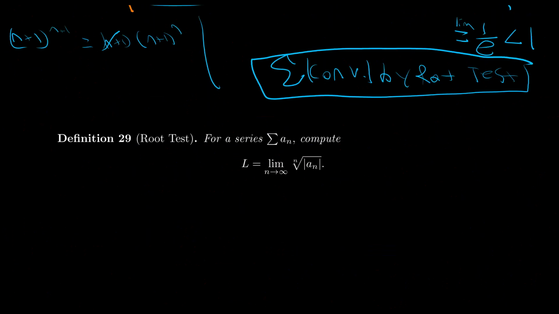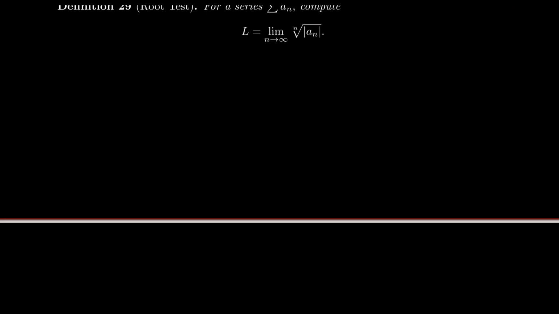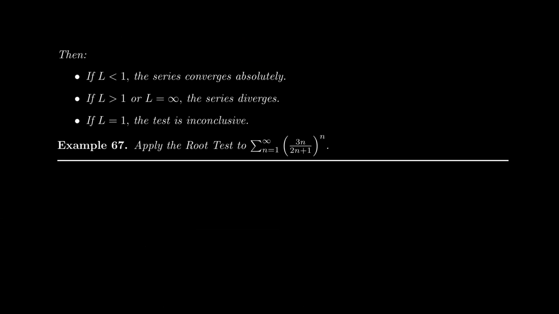But anyway, the root test is the last part of the example, by the way. What we're going to do this time for the root test is compute our L this way. The limit as n goes to infinity of the nth root of the absolute value of your summand there. And then you're going to look at the exact same criterion as the ratio test. If it's less than 1, it converges. If it's greater than 1 or it equals infinity, it diverges. And if it equals 1, the test is inconclusive.